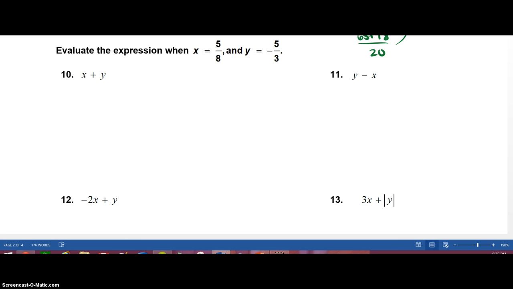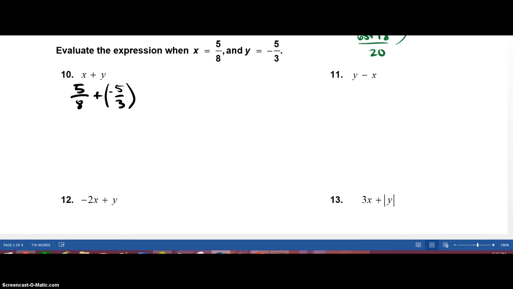So number 10 says x plus y. We see this plus sign, so we know it's going to be an addition problem. Now we need to plug in what x and y equal. So here, x is 5/8, and will be throughout these 4 problems. And y is negative 5/3, so I'm going to put that in parentheses. We're going to add negative 5/3.